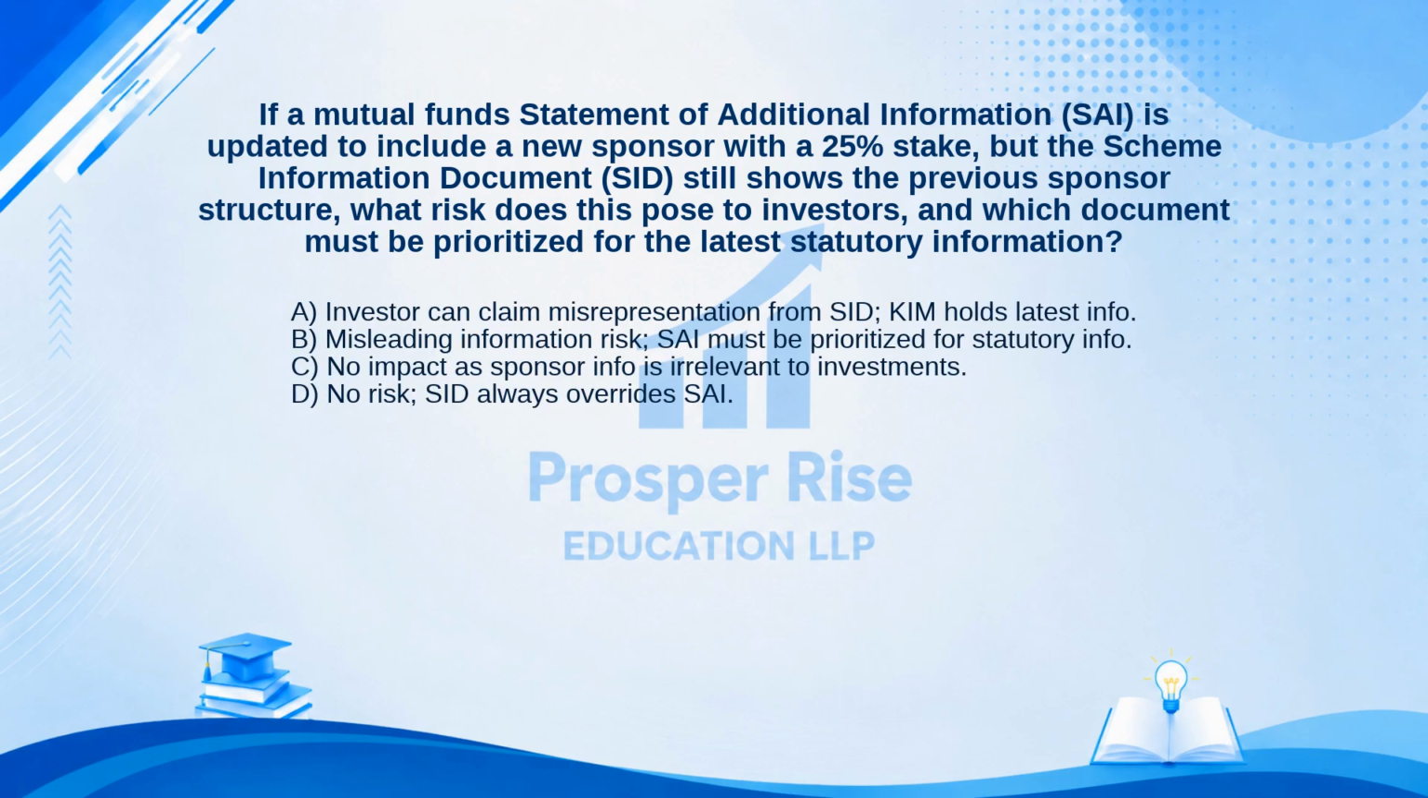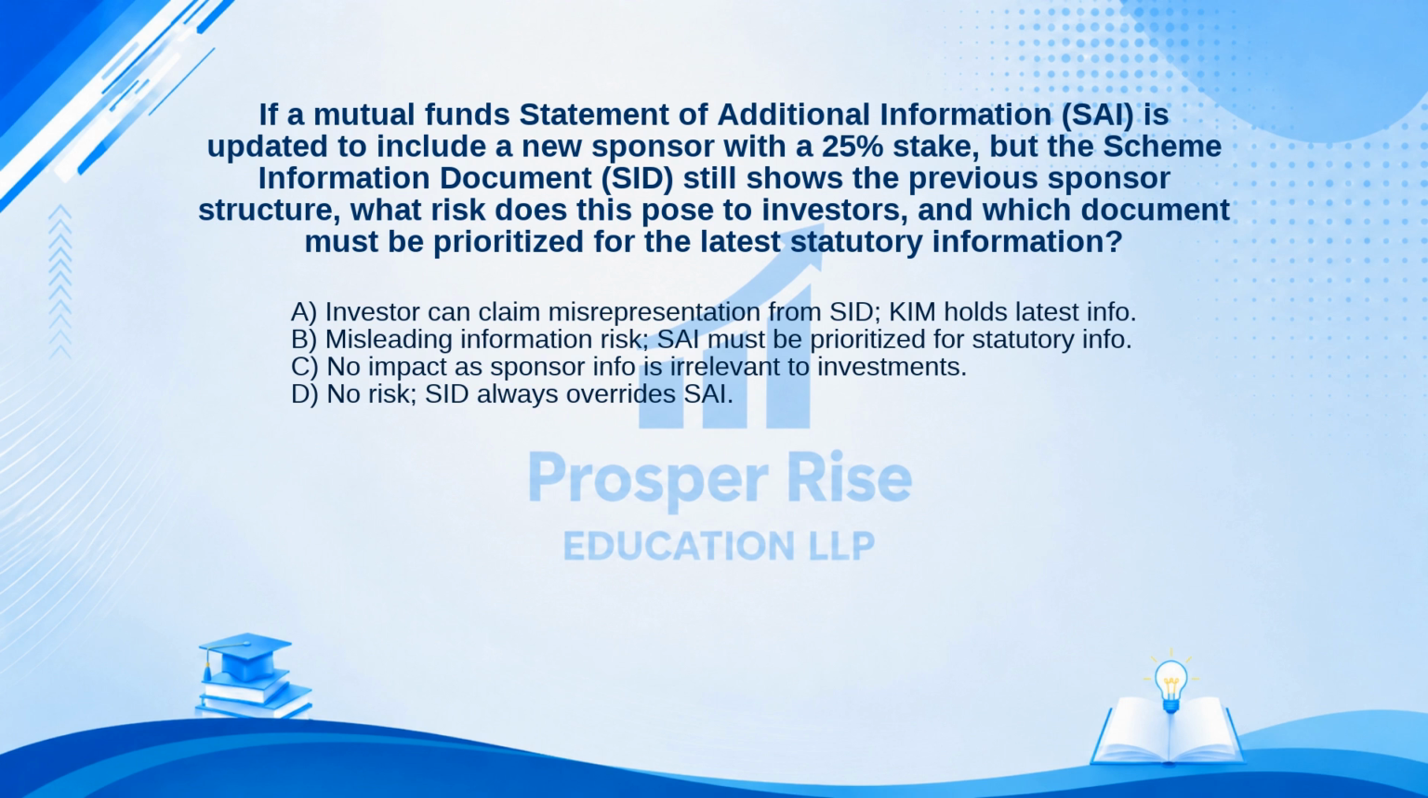Here are your options. A. Investor can claim misrepresentation from SID. KIM holds latest info. B. Misleading information risk. SAI must be prioritized for statutory info. C. No impact as sponsor info is irrelevant to investments. Or D. No risk. SID always overrides SAI. Take a moment to pause the video and decide.